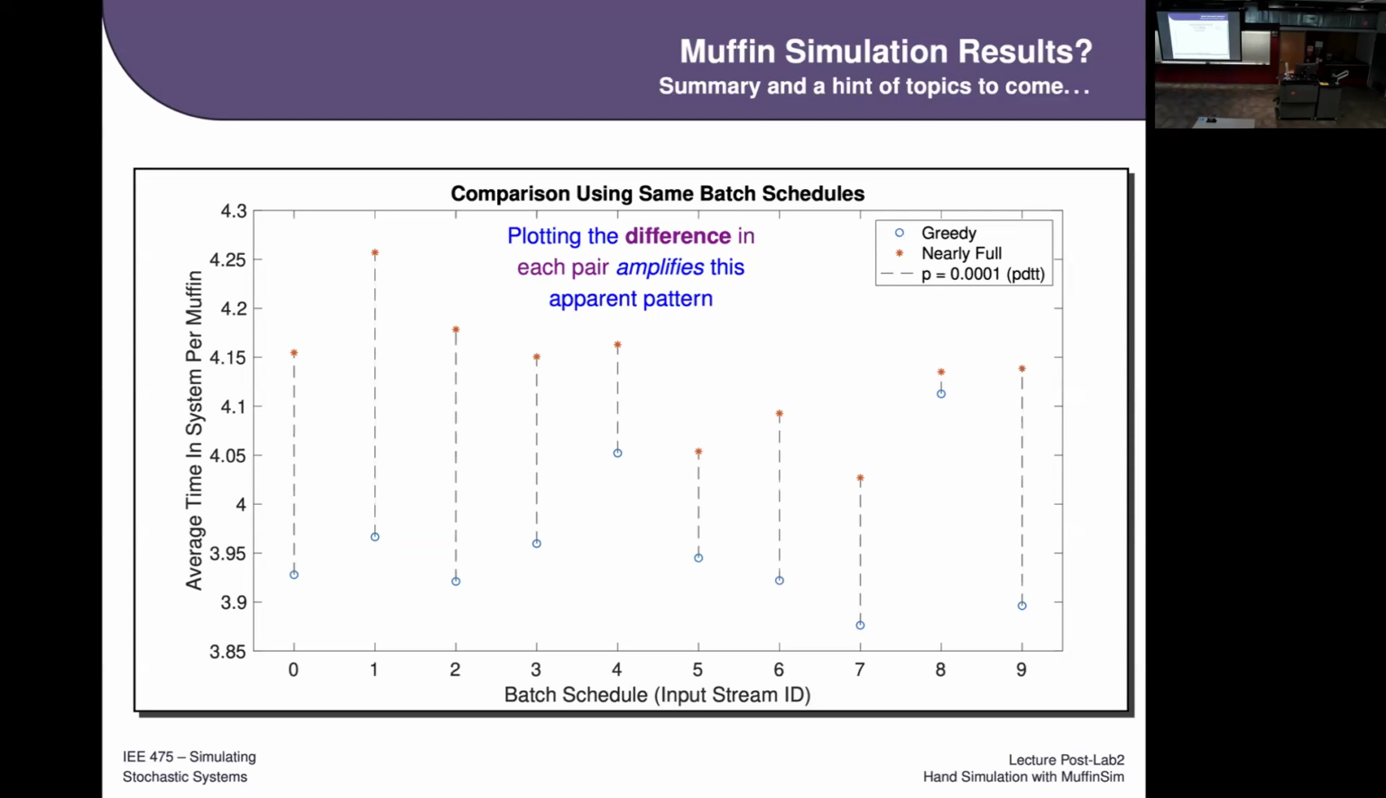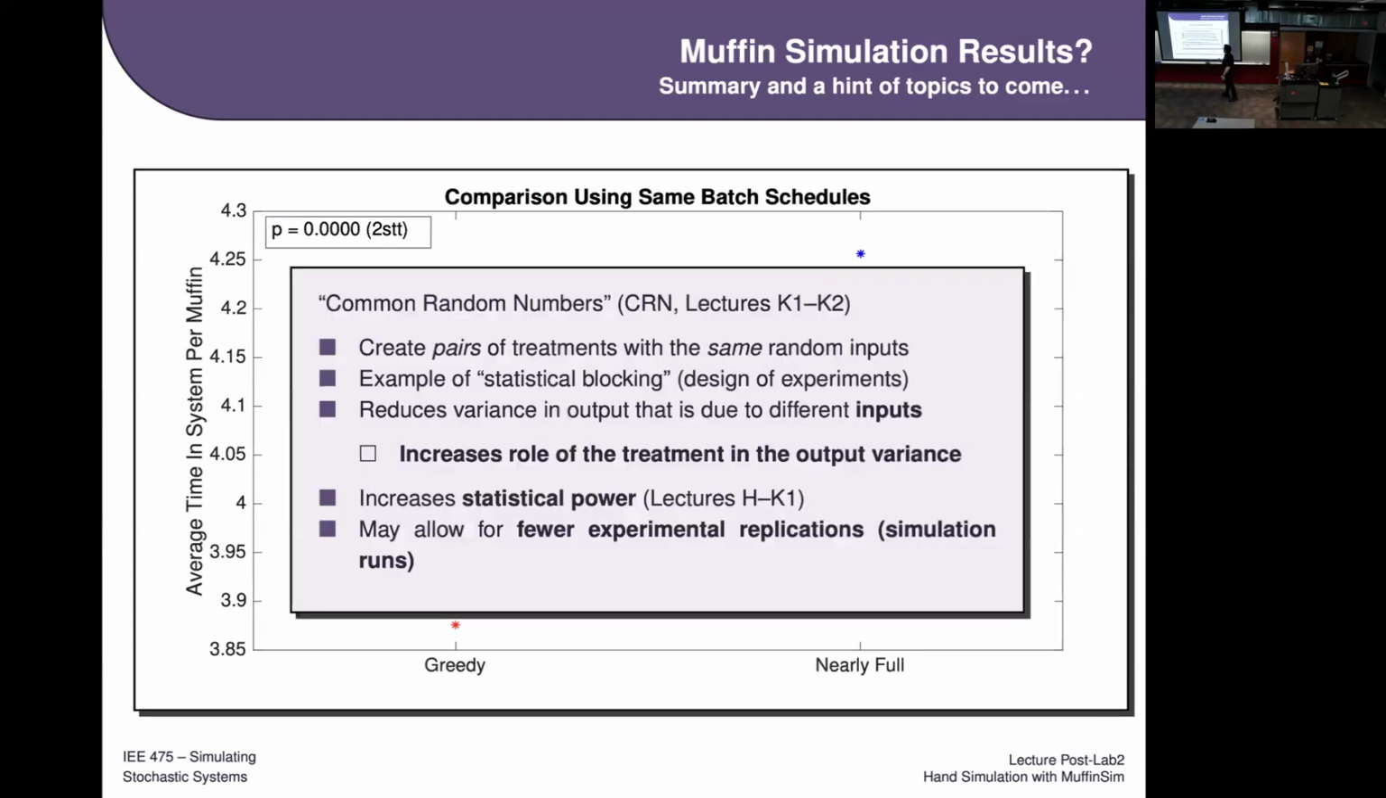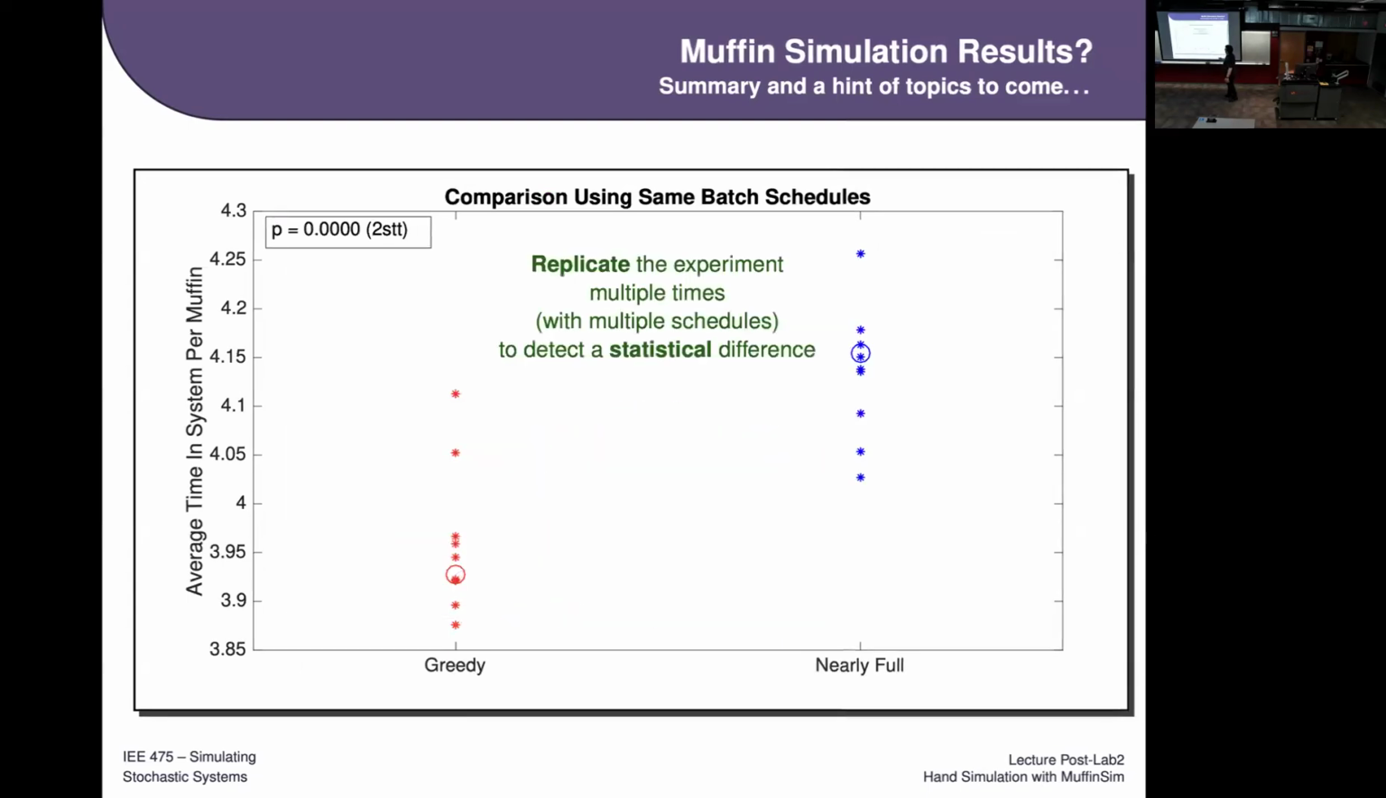So we can now see an effect that, if I did not connect these with these dashed lines, if I were just to go back and look at these data, then there's a lot of overlap here. It looks like there is an effect of greedy versus nearly full, but it does not look as strong because there's significant overlap. For all I know, these two were paired together.